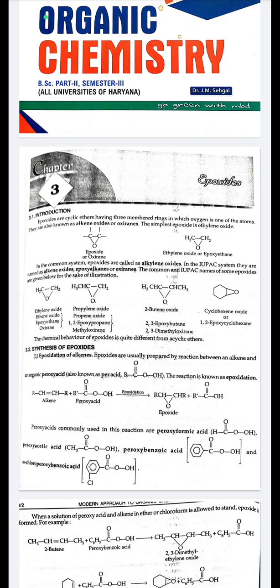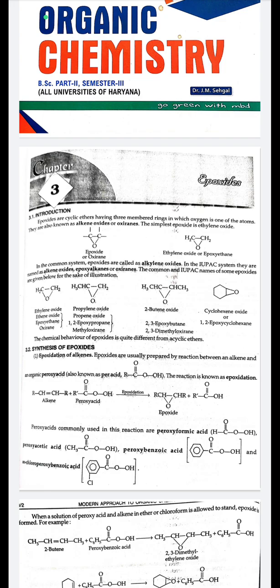Other examples of epoxides are epoxide or oxirane, ethylene oxide. In the common system, epoxides are called ethylene oxides. In the IUPAC system, they are named as alkene oxides, epoxyalkenes or oxiranes. The common and IUPAC names of some epoxides are given below for the sake of illustration: ethylene oxide, propylene oxide, butene oxide, cyclohexene oxide. The chemical behavior of epoxide is quite different from acyclic ether.